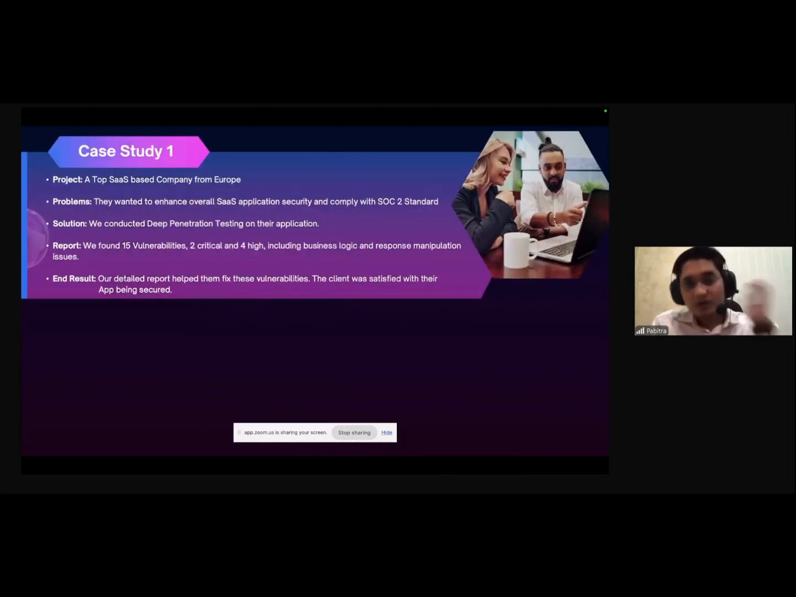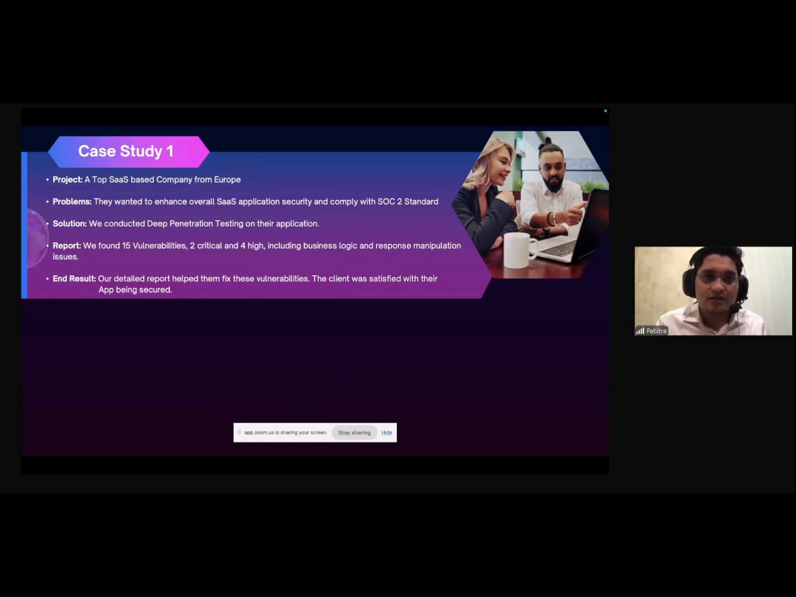So these are some case studies from SaaS-based customers that we have secured. One European SaaS-based company wanted to perform the test for SOC 2 reasons and to make sure their application is secure. We conducted a very deep penetration test on their application, and we found almost 15 security issues, including 2 critical and 4 high, which included business logic and response manipulation issues as well.